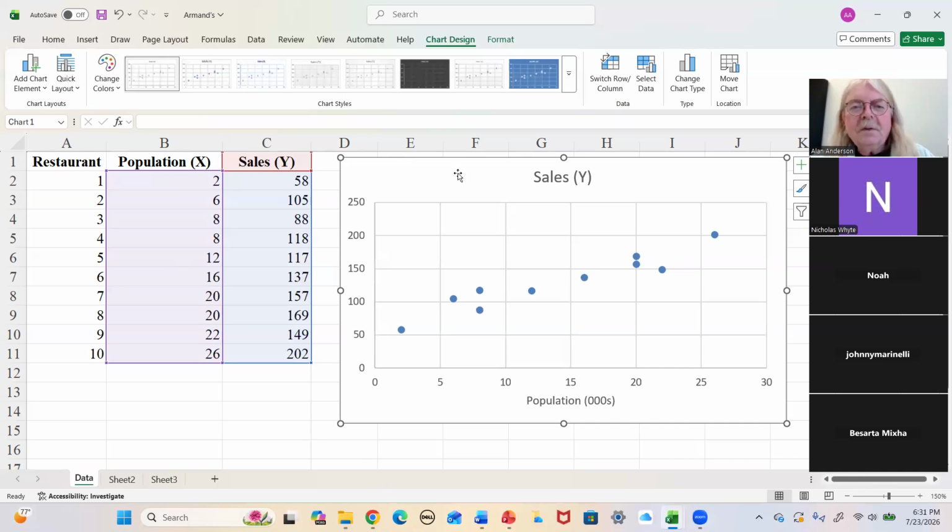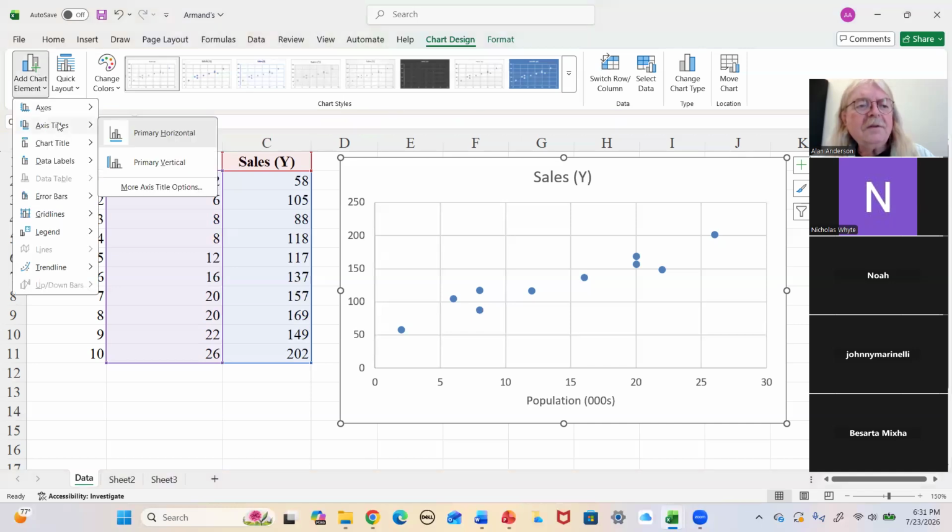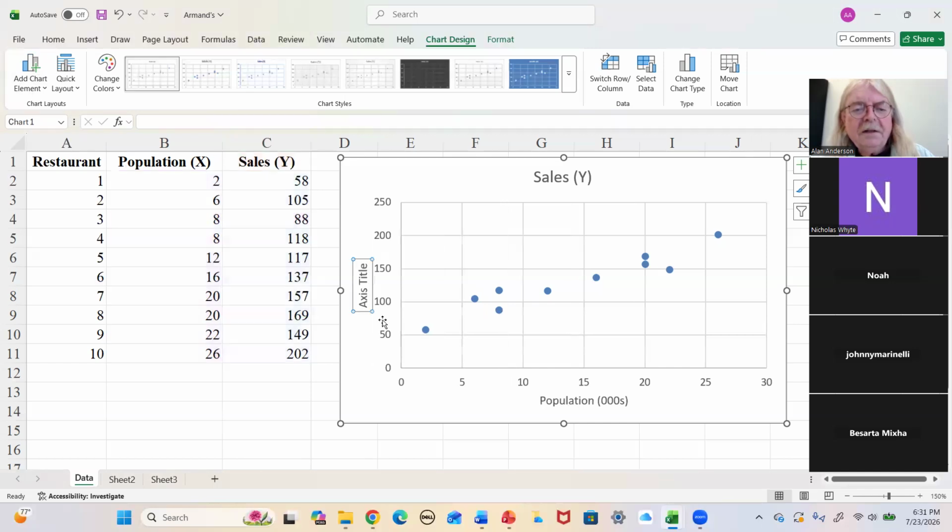Okay. So now we're going to do the same thing for the vertical axis. Add Chart Element, Axis Titles, Vertical, and you're going to type cells. Actually, let's do quarterly cells. And again, I'll put it like this, thousands of dollars.